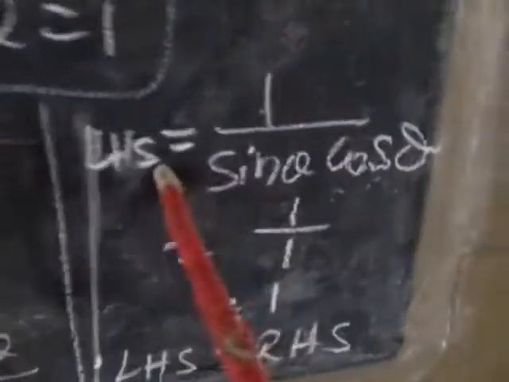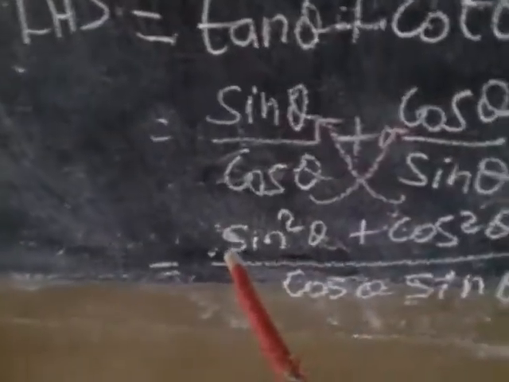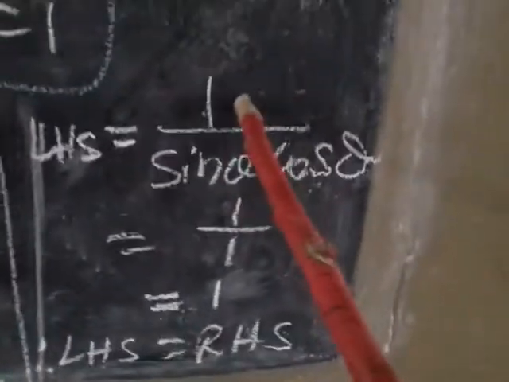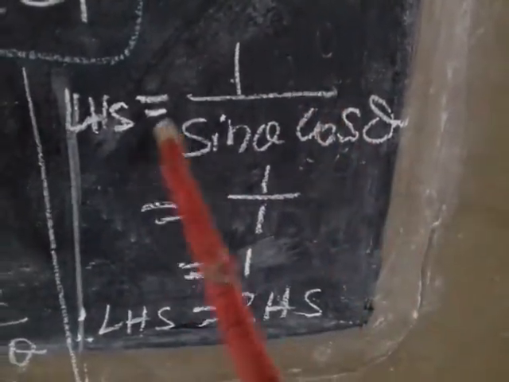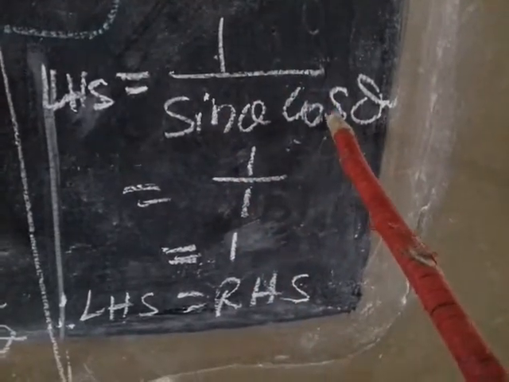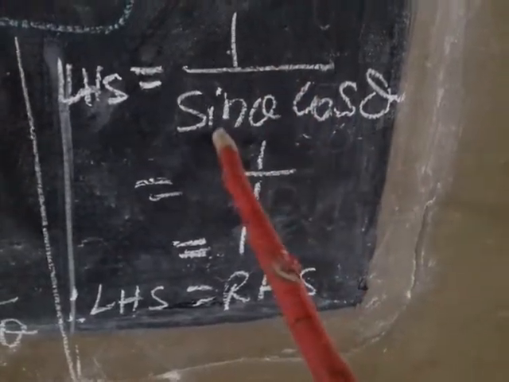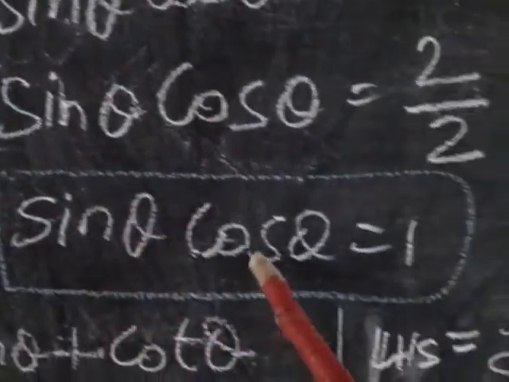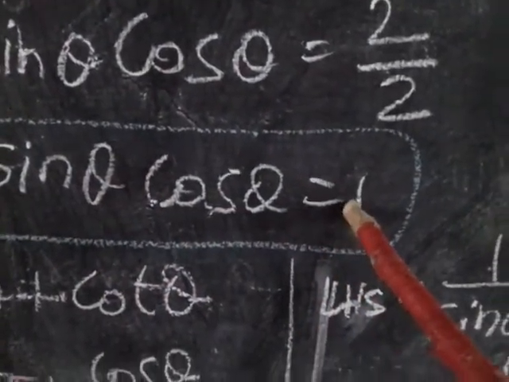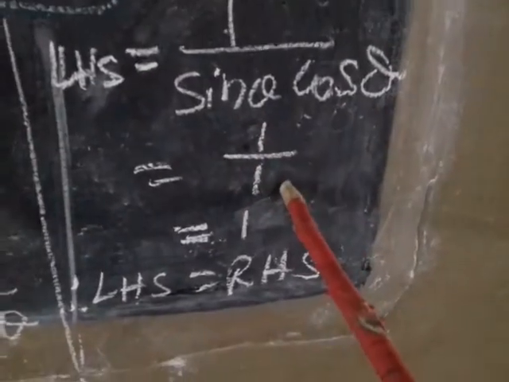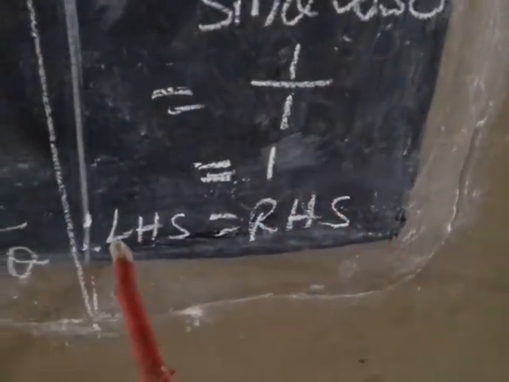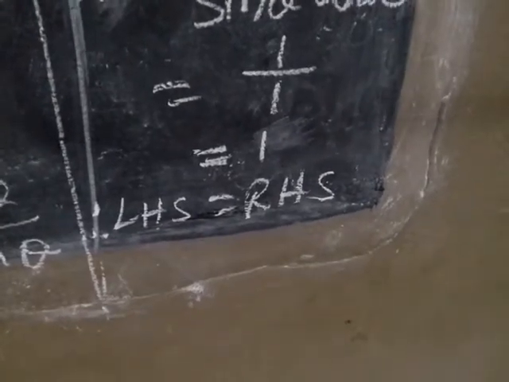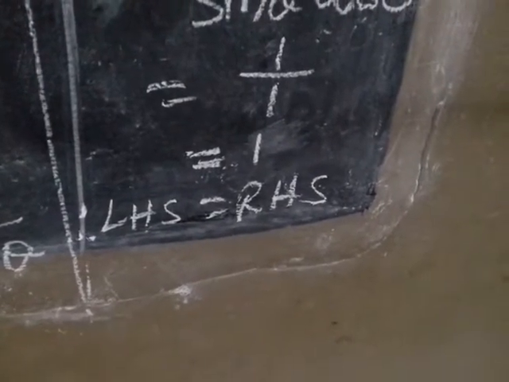So the left hand side equals sin square theta plus cos square theta, which is 1. So the left hand side equals 1 by sin theta cos theta. The sin theta cos theta value we already found out is 1. So you substitute the value: 1 by 1 equal to 1. Therefore left hand side equals right hand side. Hence it is proved.